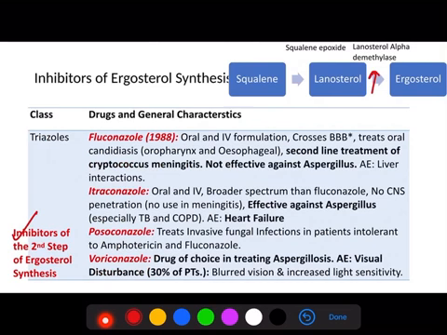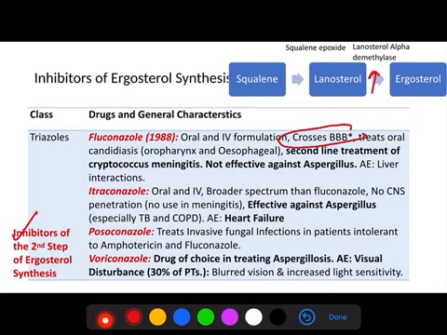One of the important agents is fluconazole. Fluconazole, discovered in 1988, is an oral and IV formulation. It crosses the blood-brain barrier. This means that it can be used to treat meningitis, which is caused due to fungus, namely Cryptococcus meningitis. We have already discussed a drug which also treats Cryptococcus meningitis. It is called amphotericin B. This will be useful when we talk in detail about the treatment of Cryptococcus meningitis.